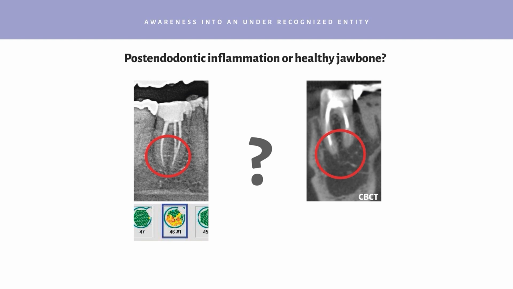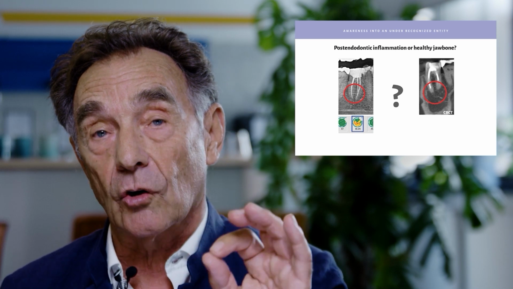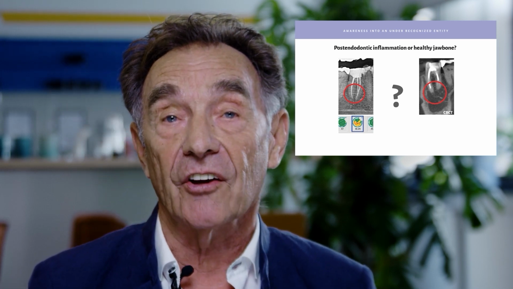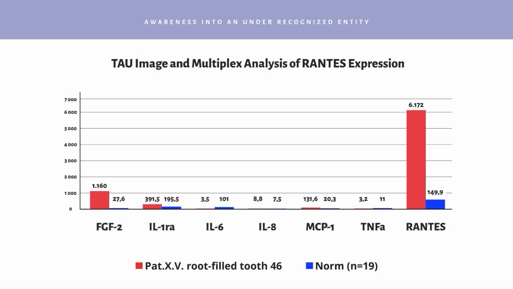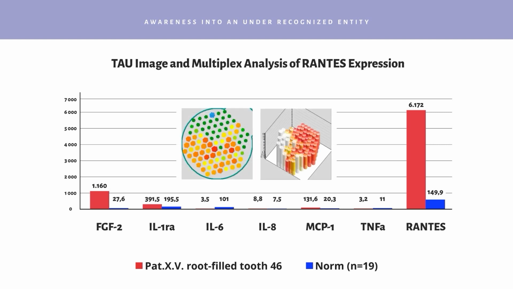What should we do? Just a question mark, but no clear answer, just in contrast to the TAU device. And this is the outcome here. Here again you see the analysis of 7 cytokines in this post-endodontic inflamed area. And again you see the magnification, it's red in TAU, and the expression of RANTES is again more than 6,000 picograms per milliliter.